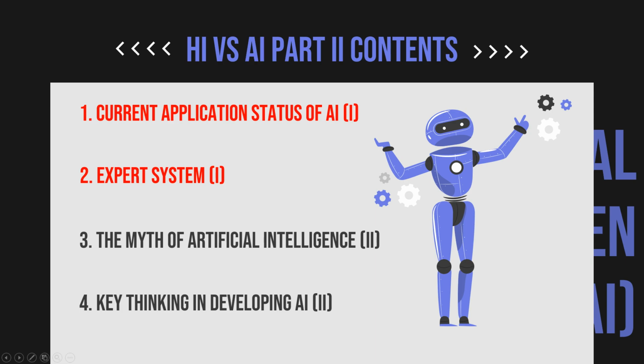The first one, current application status of AI, okay? That's a 1, that's a 2, okay? Second one, expert system. Okay, next time we will talk about the myths of AI, okay? And key thinking in developing AI, okay?